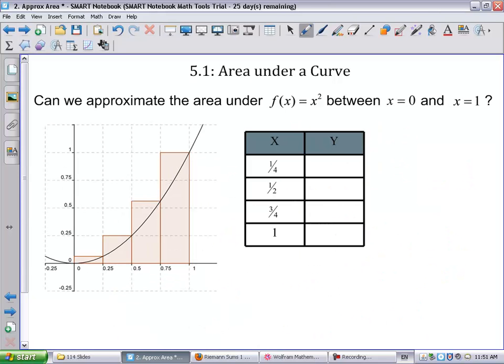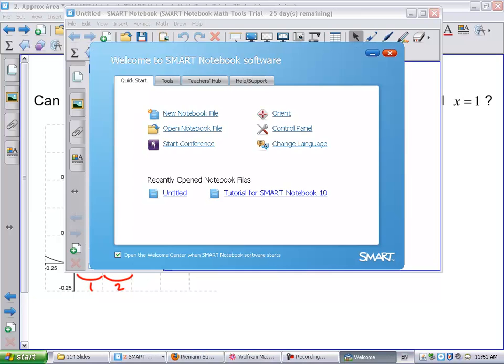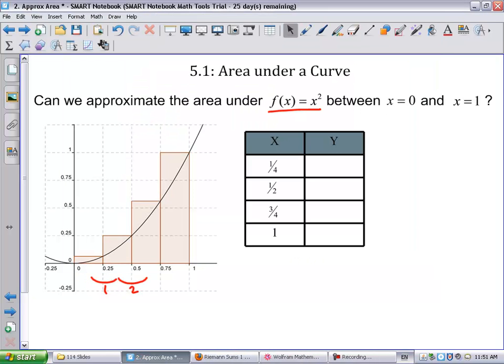Okay, so in this particular case, if we're using x squared, we're going to find the heights. We're going to cut this area up into 4 pieces. So here's rectangle 1, rectangle 2, rectangle 3, and rectangle 4. And for rectangle 1, we're going to use the x value of 1/4. We're going to plug that into the curve, so that would be 1/4 squared, or 1/16. And we're going to use that for the height.